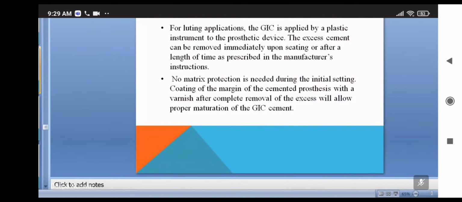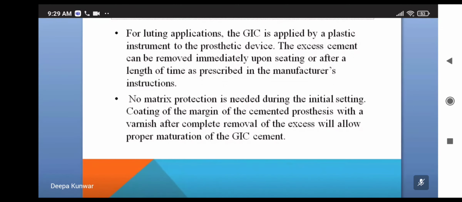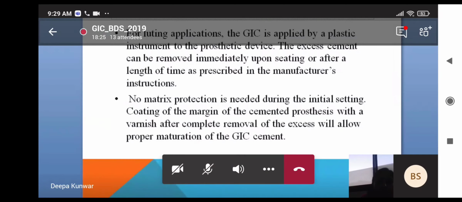For luting application, the GIC is applied with a plastic instrument. For luting, as I have already told you, we apply the cement in the prosthesis and make it sit in the prepared area.